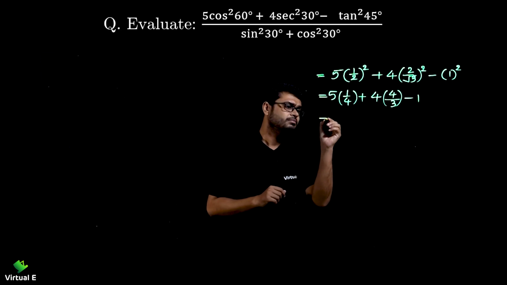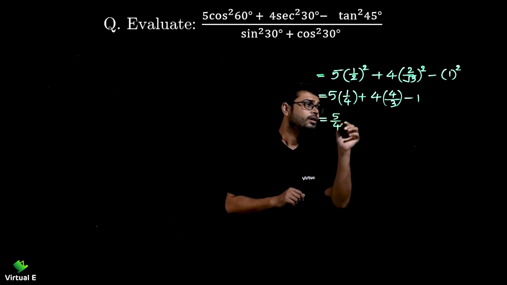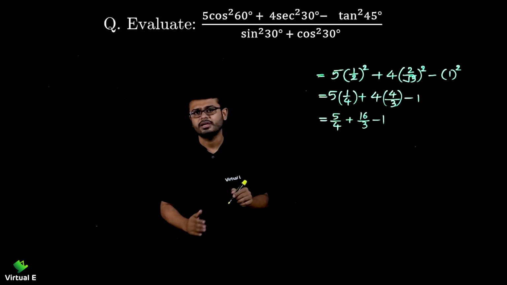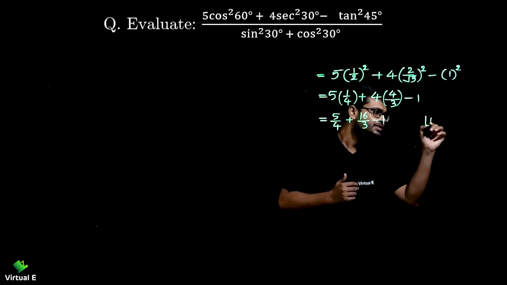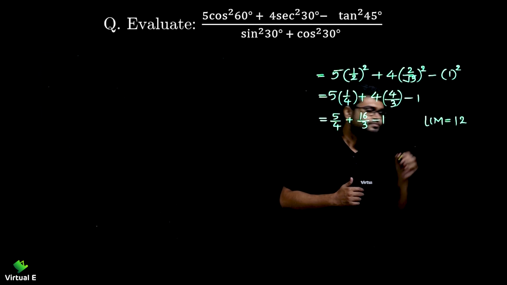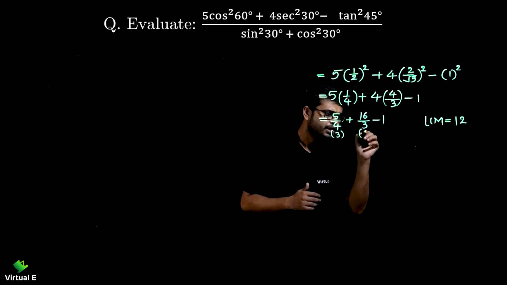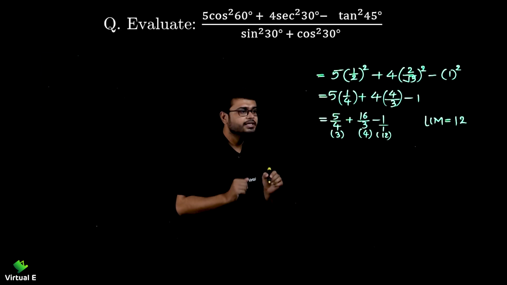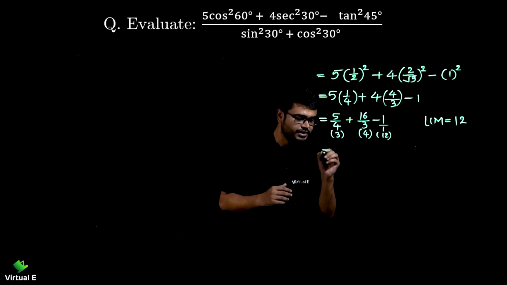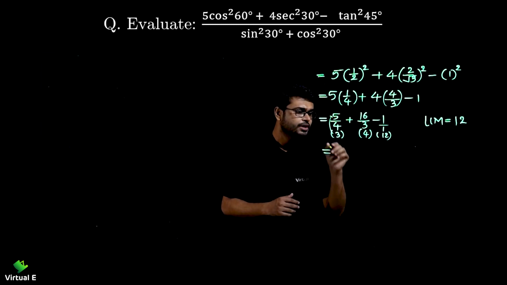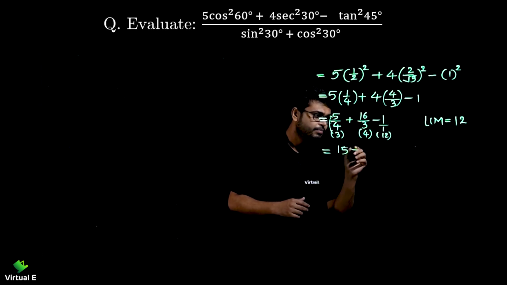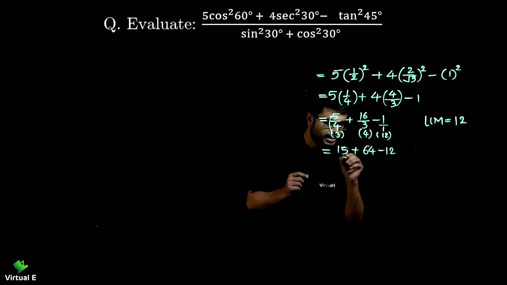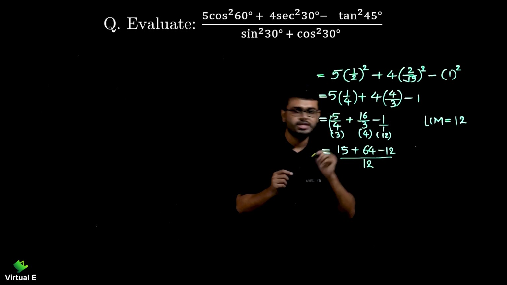Let's multiply here. 5 ones are 5 by 4 plus 4 fours are 16 by 3 minus 1. So 4 and 3. If you take the LCM, what are you going to get? LCM will be 12. Right. So here you multiply with 3. Here you multiply with 4. Here you multiply with 12 itself, because 1 is there in the denominator. I hope you are clear with fractions before solving this question. So 3 fives are 15 plus 4 sixteens are 64, minus 12, and denominator LCM which is 12.